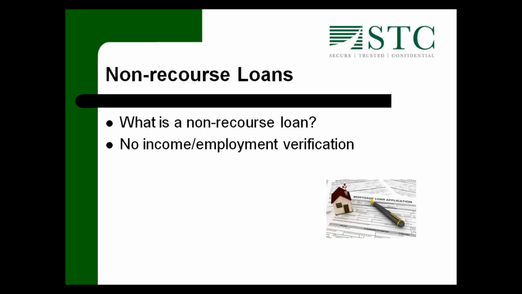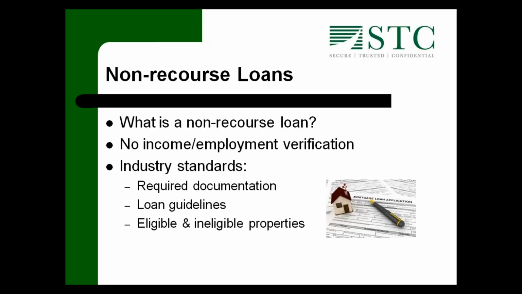Now, a non-recourse loan is more like a commercial loan. There's no income or employment verification, and obviously your retirement account doesn't have a job, so it's not a person. So there's no income or employment verification. Now I'm going to tell you, these are just general industry standards. What you would need to do and want to do is do some due diligence research and talk with several non-recourse lenders, see what kind of terms they would offer you on the particular type of property that you are looking at.